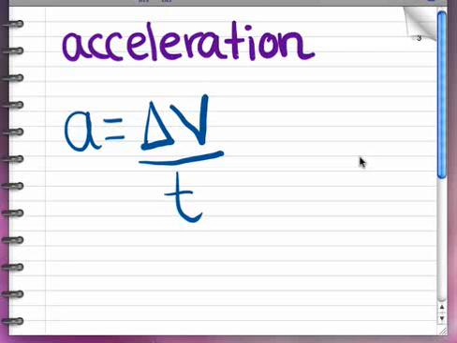Objects can also accelerate if they're moving at a steady speed but are changing direction. So a car driving at 20 miles per hour around a bend is accelerating because its direction is changing. This is not really the formula we would use to calculate that kind of acceleration. That's something that we'll talk about in Chapter 9.